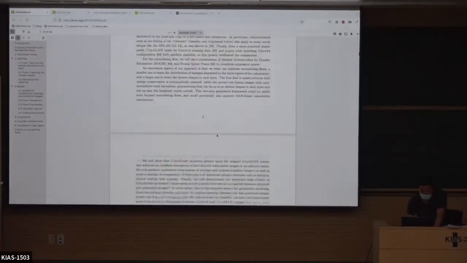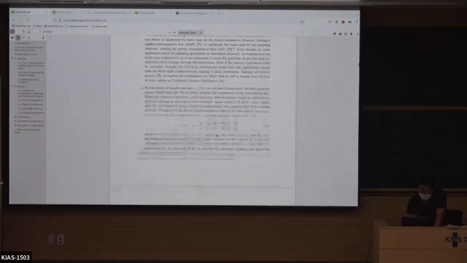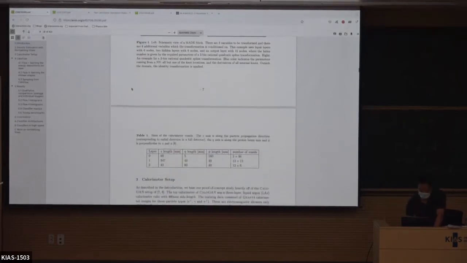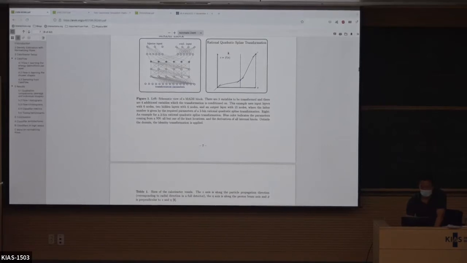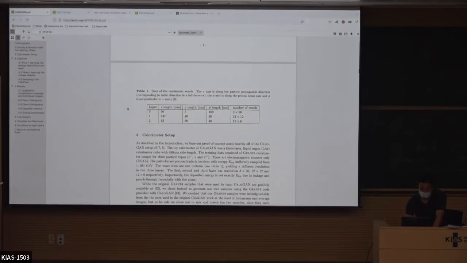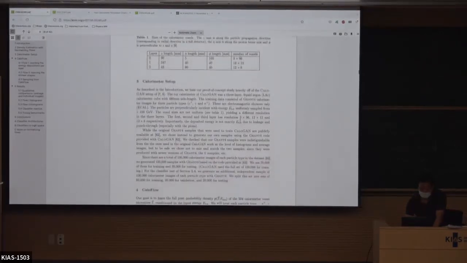So this is this made block I told you about yesterday, right? So this is the building block of the math, okay? And instead of using an affine transformation, we use something more complicated, which I won't have time to tell you much about. But remember, the affine transformation is this linear transformation between x and z. And instead, you can use a more expressive transformation called rational quadratic splines that the machine learning people came up with. So we use that. This is just reiterating what the CalOGAN geometry is.